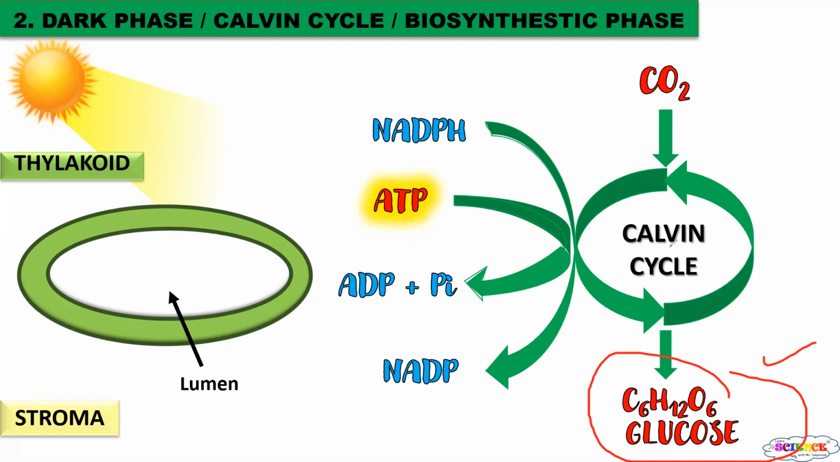So see, we don't have the detailed Calvin cycle. This much only we have to study. Now what you can observe here is that ATP, when it loses energy, gets broken down into ADP and Pi.